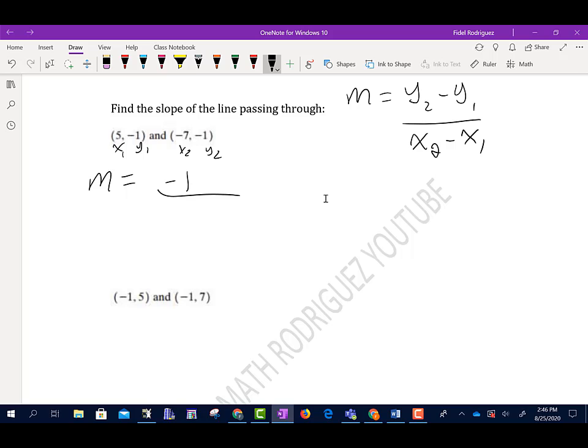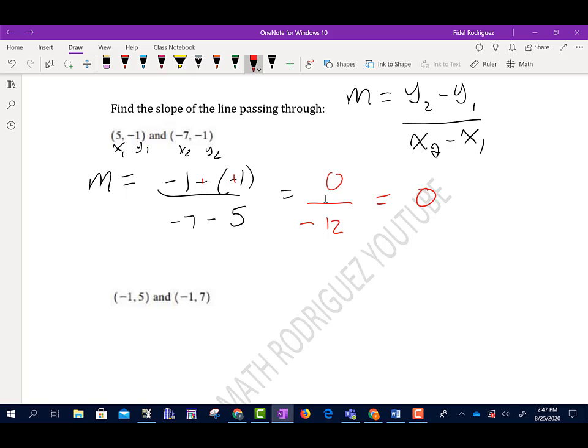So y2 is negative 1 minus negative 1, over negative 7 minus 5. Remember, minus and minus become plus, so negative 1 plus 1 is 0. Negative 7 minus 5 is negative 12, but 0 divided by negative 12 is 0. So the slope of that line is 0.